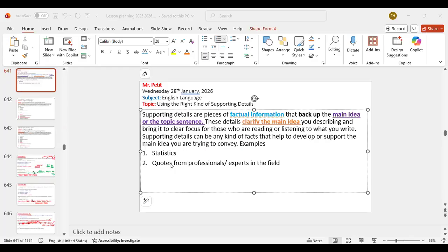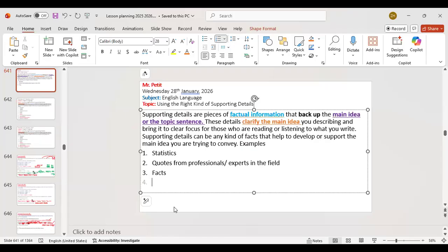Okay, good. So we have statistics, then we have quotes from experts in the field. What else could we use for supporting details? So let's say, for example, you're trying to make a statement about facts. You could use facts, right? Well-known facts. So we have statistics, quotes from professionals in the field, and facts. What else could we use as persuasive writing? Managing to persuade someone.